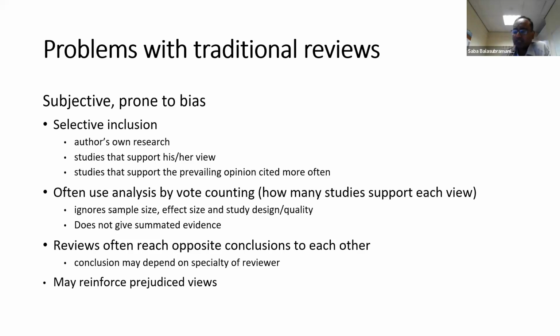And these traditional reviews had a huge problem: they often reach conclusions opposite to each other. And then the conclusion sometimes would depend on the specialty of the reviewer. So if you're comparing, say, best medical treatment with cardiac bypass surgery, the reviews produced by cardiologists and published in medical journals might be very different to reviews produced by cardiothoracic surgeons in the surgical literature. And they simply serve to reinforce people's prejudiced views. So these are all the problems with traditional reviews.